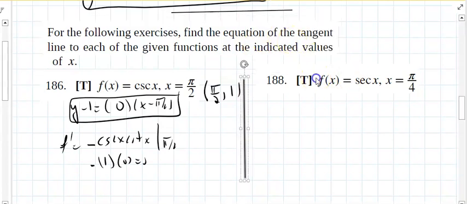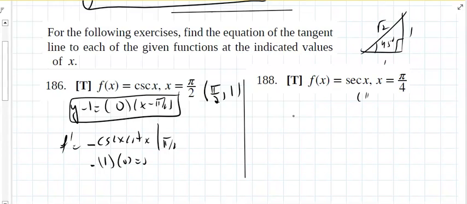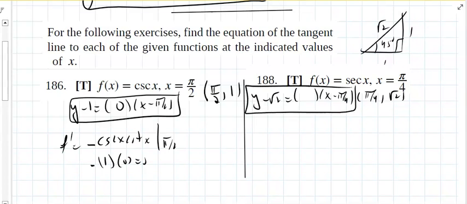Similarly, if I get to this problem, every time you're stuck on a trig, you have one of two triangles to draw. There you go. So when x equal pi over 4, which is 45 degrees, secant is radical 2 over 1, so I have y minus y1 equal m into x minus x1. That will be my answer if I could only just find the slope of the line.